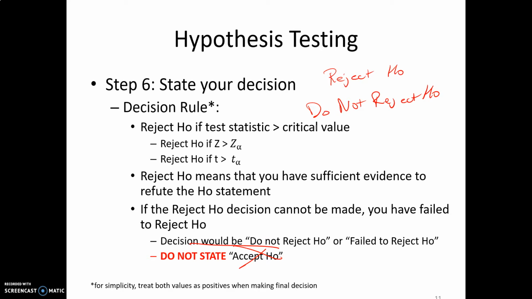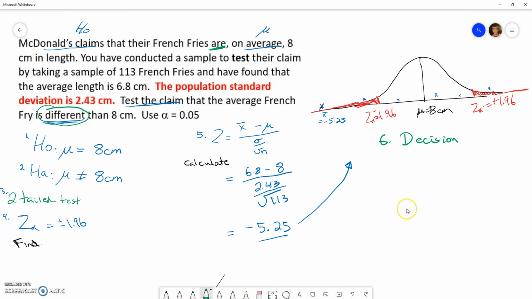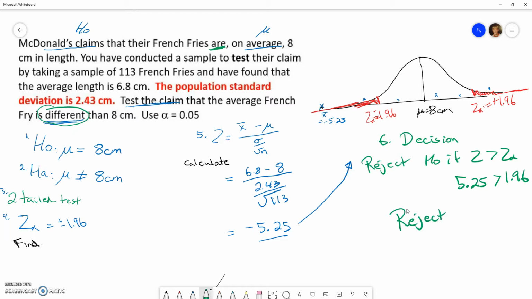So let's go back to our question. Our decision is going to be reject the null hypothesis if the test statistic is greater than the critical value. The test statistic is 5.25. Even though it's negative, we're going to keep it as a positive to make our decision. And that's far greater than 1.96, that threshold or critical value. So we are going to reject the null hypothesis. We can also make that decision because it's so far in this red area. So that's our 6-step process.